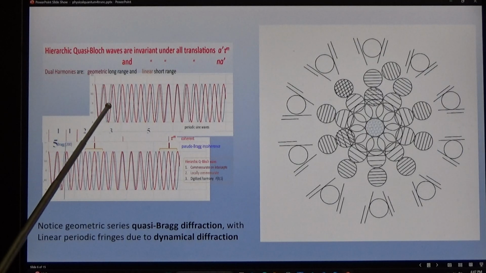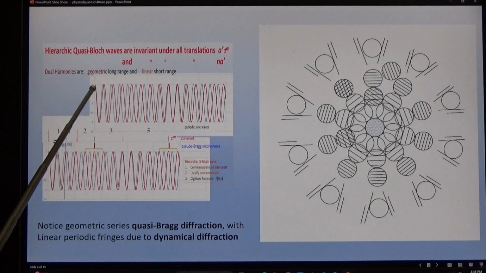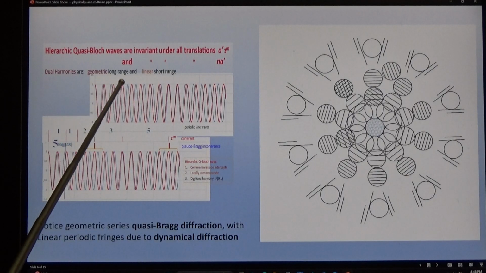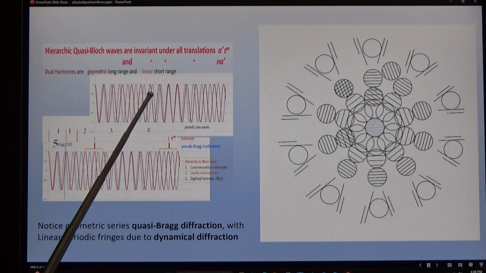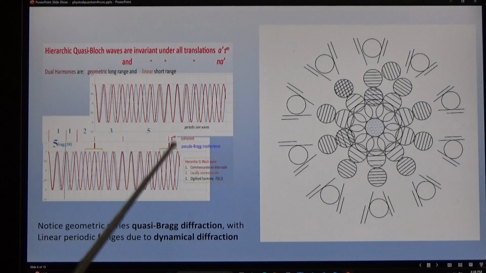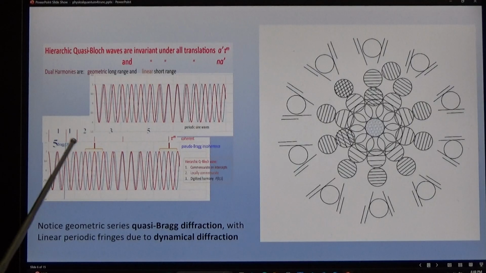What is a Bloch wave? Look at the blue wave. It's commensurate in a crystal with a unit cell and with all unit cells periodically repeating. And we use this to produce lattice images. That's in crystals. But the blue wave is incommensurate with the quasi-lattice.